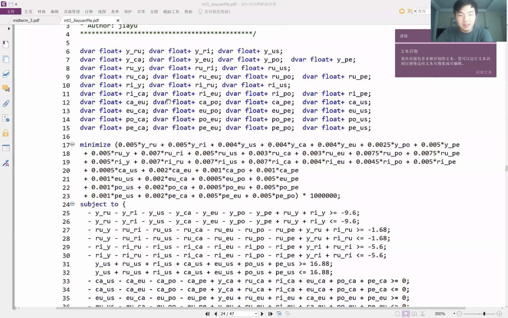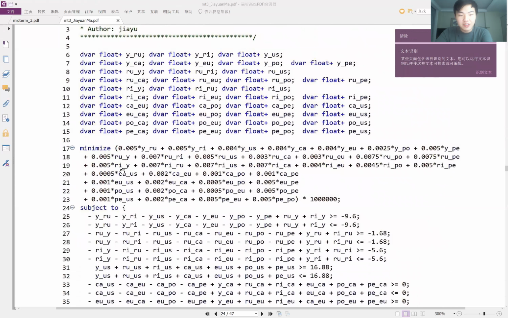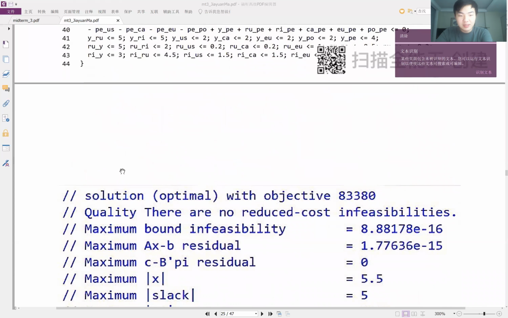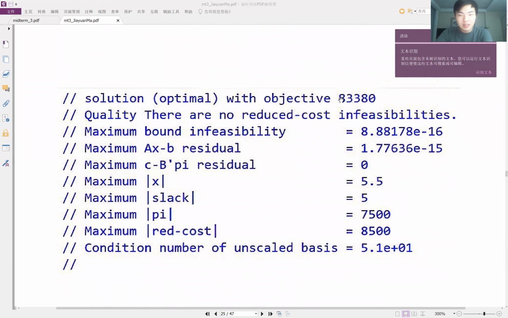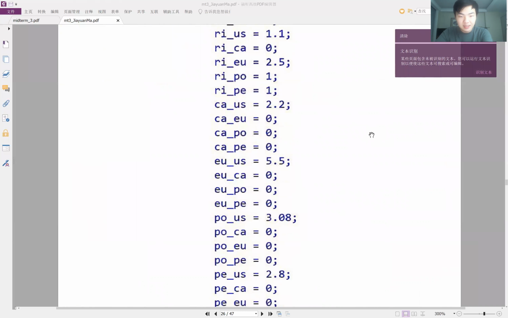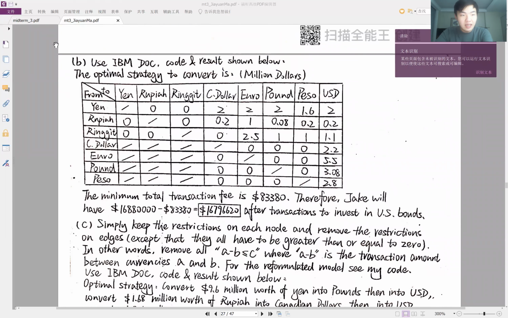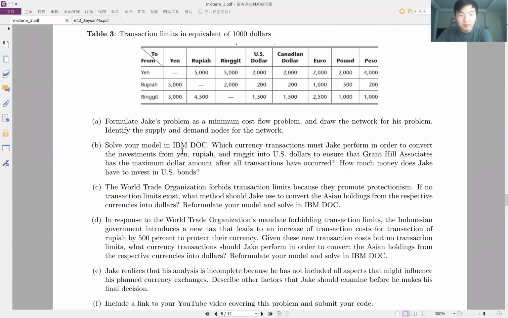So this is the IBM version of it, and we obtain the results here. This is an optimal solution of our transaction cost. This is the total transaction cost, the minimum value for it. And for part B, we want to solve it. Oh, this is actually what I just did.